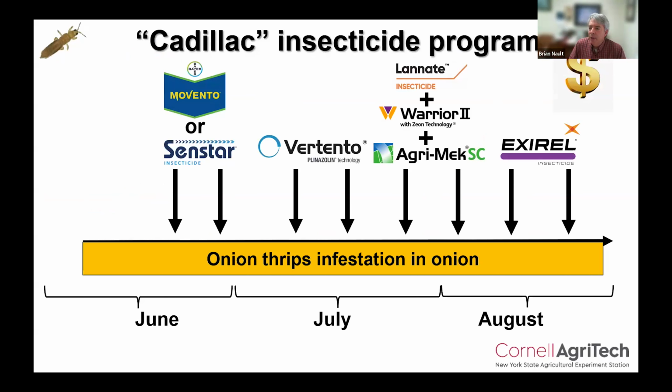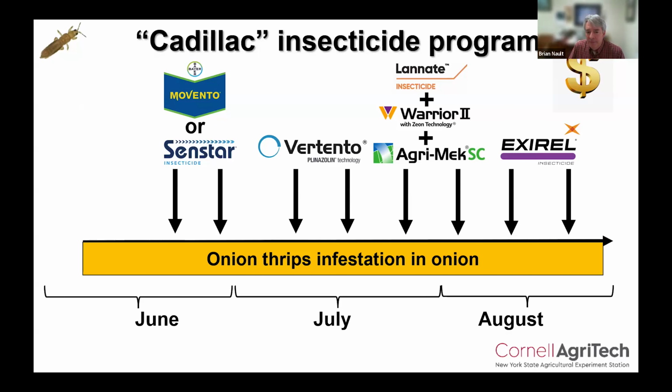Now, we could end right here. If you ask me, Brian, I want to know what the best program is for onion thrips today. I'm going to give you my Cadillac. It's going to be expensive. Can you all see that? It's going to be expensive, okay? But these are the best.